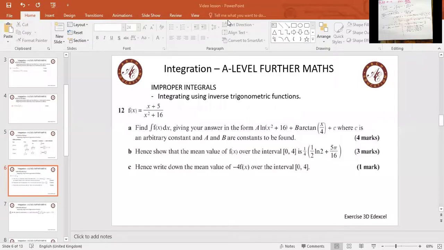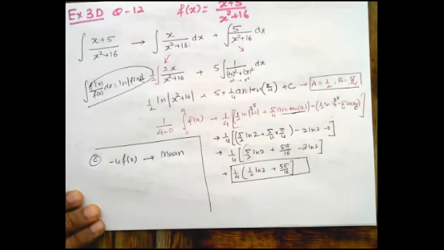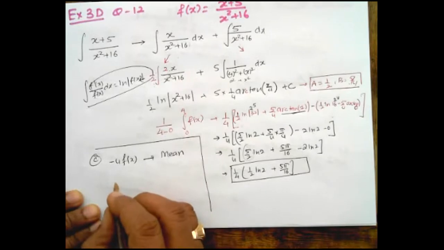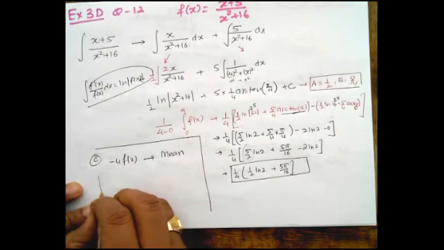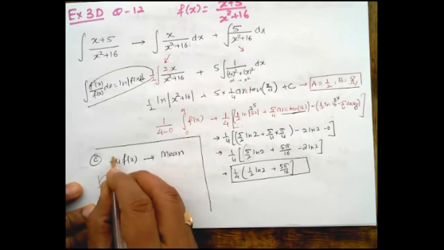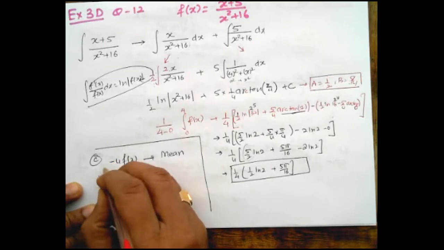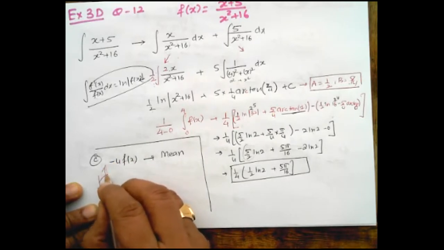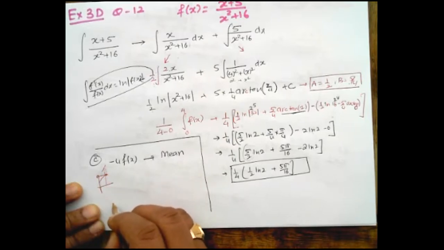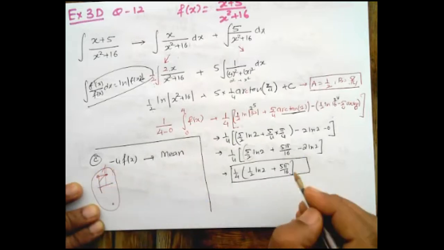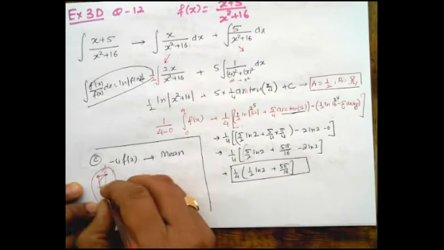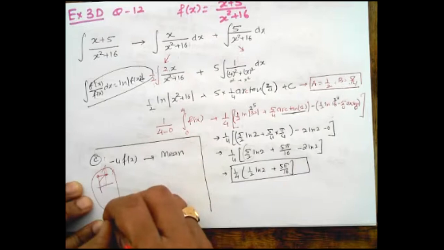So part C, we need to work out: hence, write down the mean value of this function, which is -4 times fx. And guys, mean value is the average if your graph is drawn to the highest. -4 fx, if that's the graph of the function, will be stretched 4 times and reflected. So if the mean value is here for the original function, it's going to be 4 times and going to negative. So guys, all we need to do is just multiply this mean value by -4, stretch 4 times and going to the negative direction.